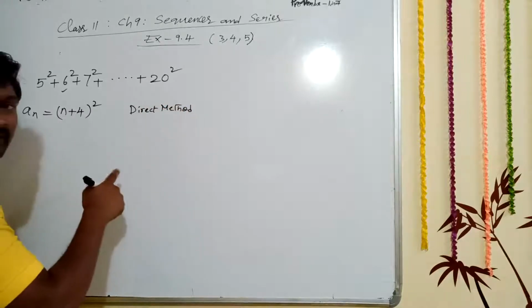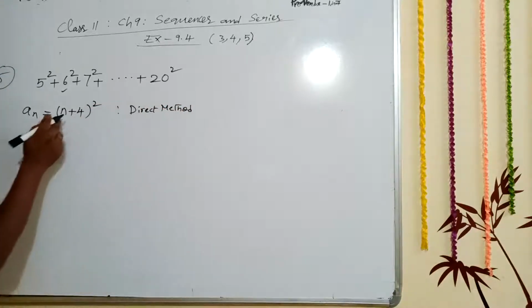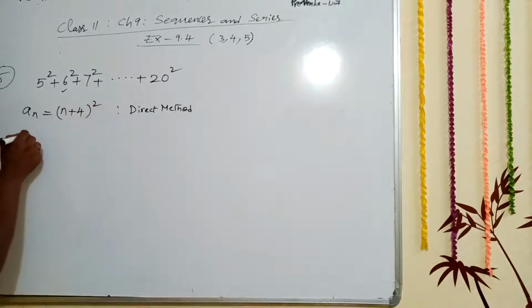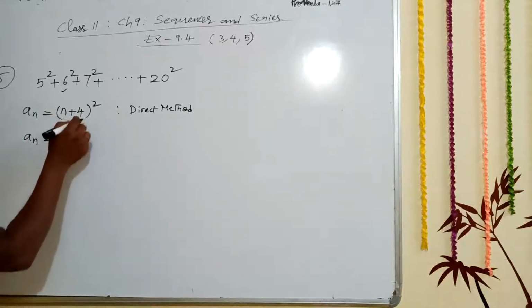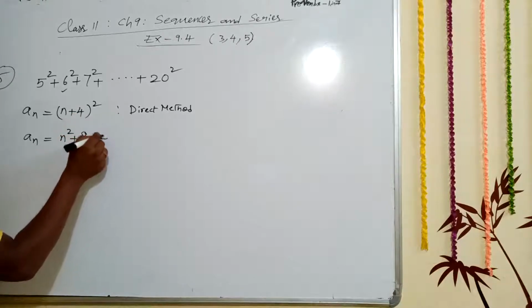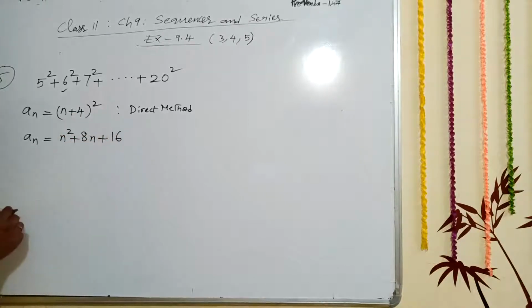So first I am solving with the direct method. Now (n+4)² means we can write a_n = n² + 8n + 16. Correct? So now what I need to do is apply summation. So S_n is equal to the summation of k from 1 to n.